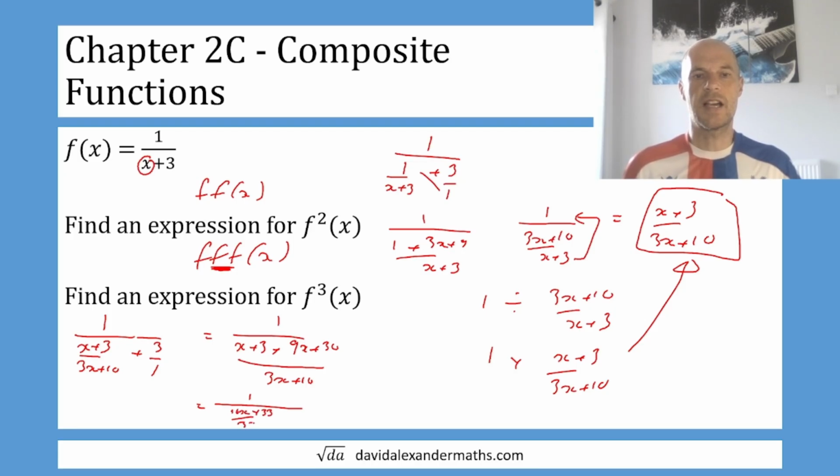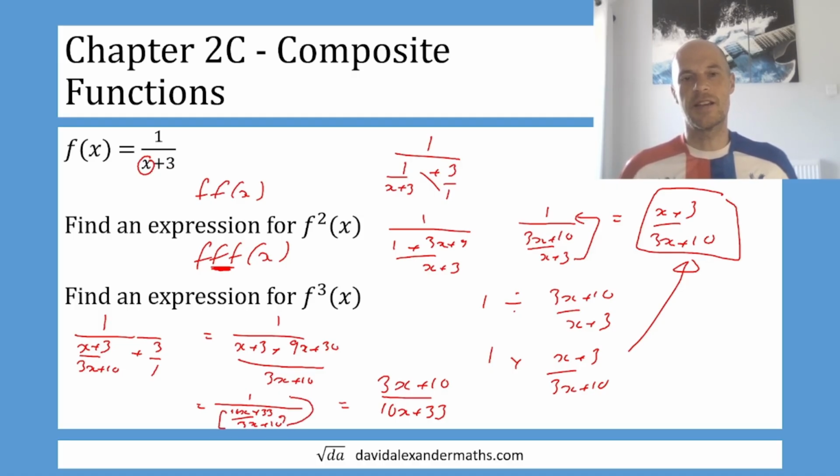And that is therefore going to be 1 over 10x plus 33 over 3x plus 10, which can therefore be written, sorry, it's a bit squashed there, as 3x plus 10 over 10x plus 33. There we go. So always handy to remember that when you've got a fraction where the denominator is also a fraction, then the denominator of the fraction on the bottom, you can just simply move up to the overall numerator.